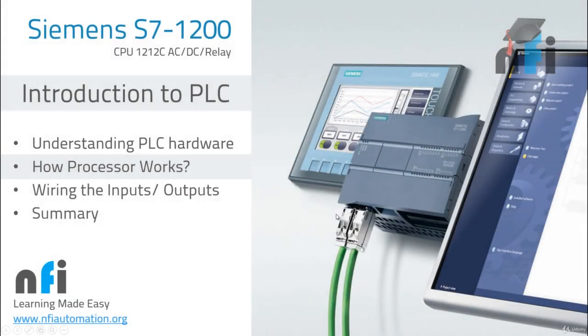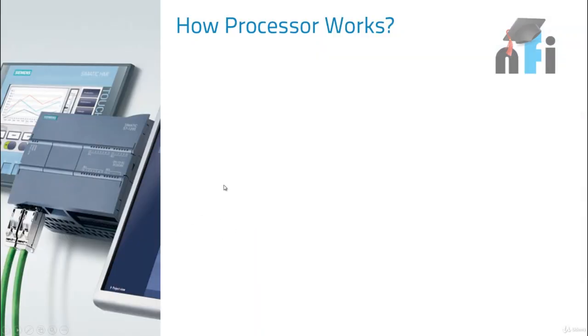Let's move ahead. So this was the basic layout of PLC. Now let's see how the processor works, because unless the processor works, there's no use of inputs and outputs. The processor is the main brain of the PLC. So we have to understand how this processor is working so that we can make our logic accordingly. So what is the first step?